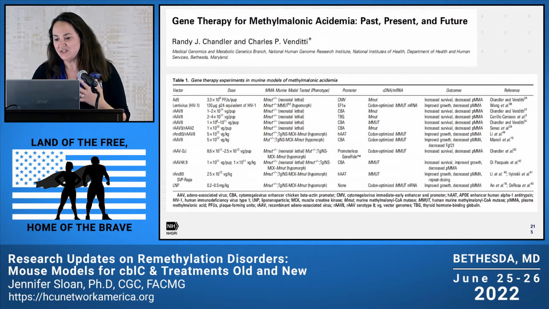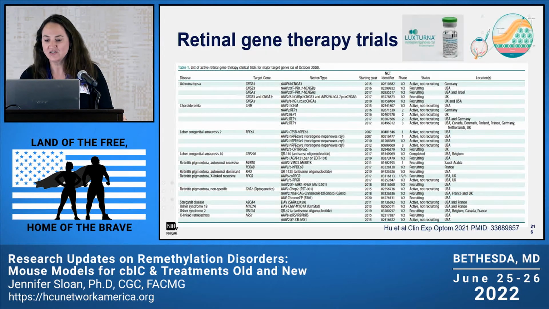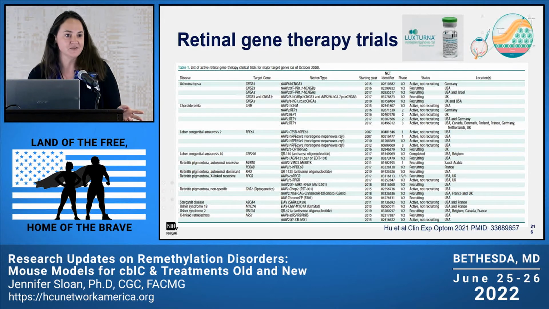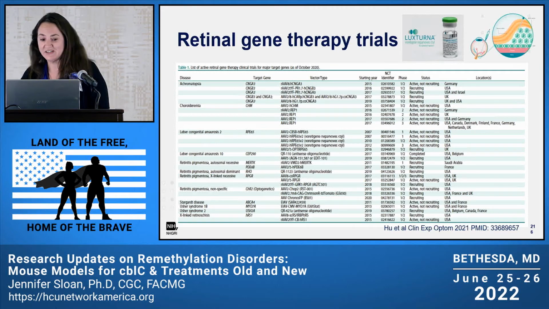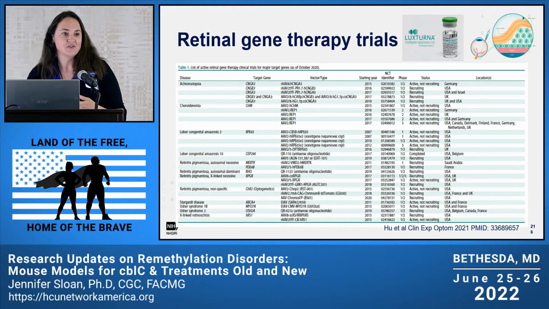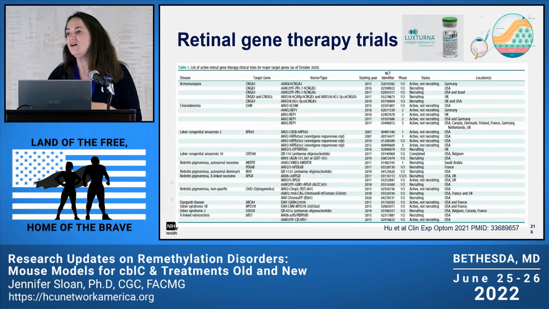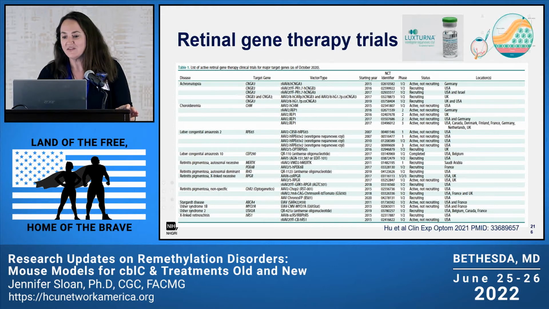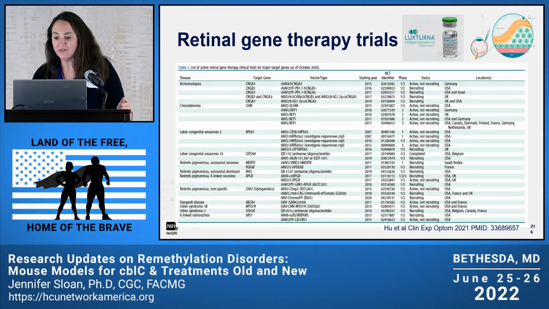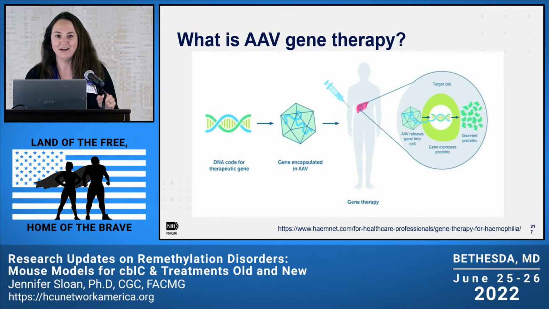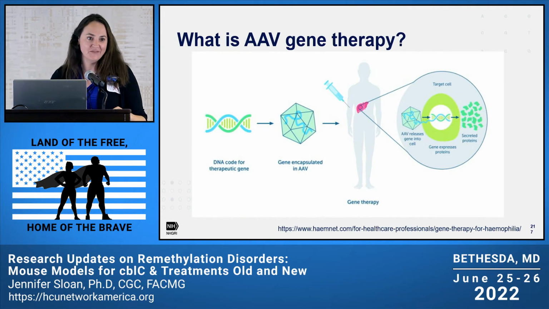So we have an expertise in MMA, and in addition, there's tons of gene therapy trials now. And I just listed a review article on some of the retinal gene therapy studies, because there is an FDA-approved retinal gene therapy, which is exciting, and lots of research on gene therapies for eye diseases and all other metabolic diseases as well. So this was a really exciting thing to think about for cobalamin C and cobalamin disorders in general. So just quickly to briefly overview, what is AAV gene therapy?